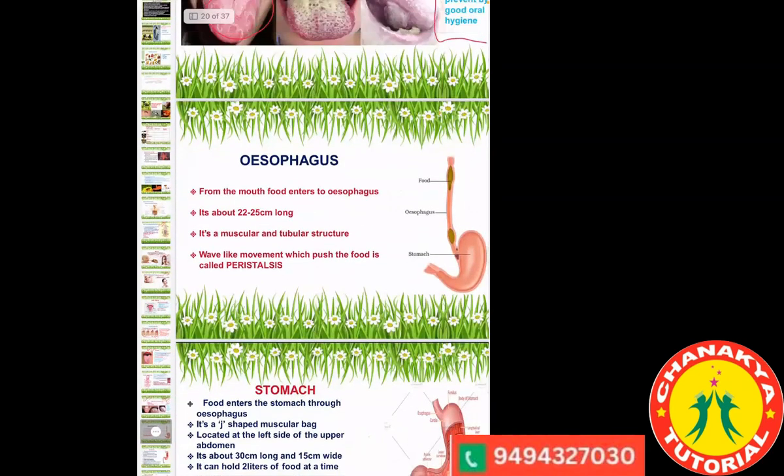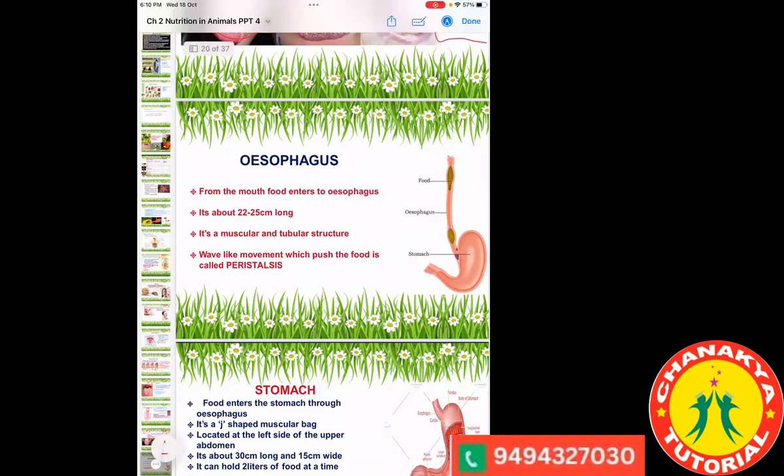Once all these things are done in the mouth, the food goes to the next part, which is the esophagus. Here the mouth structure was present. Now the food has gone to the next part, called the esophagus. What happens in the esophagus? This esophagus is made up of muscle. The wall of the esophagus has muscles in it.